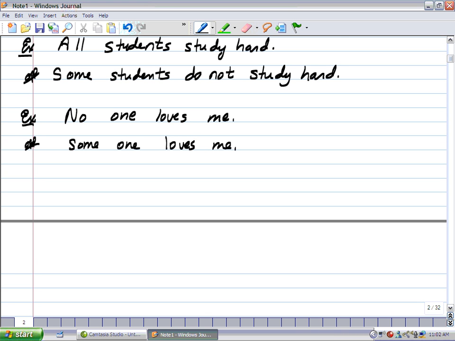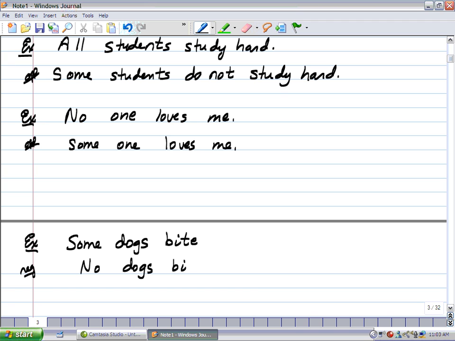Okay. And we can go in the other direction. Some dogs bite. So the negation, or the opposite, is no dogs bite. Or you could say all dogs do not bite.